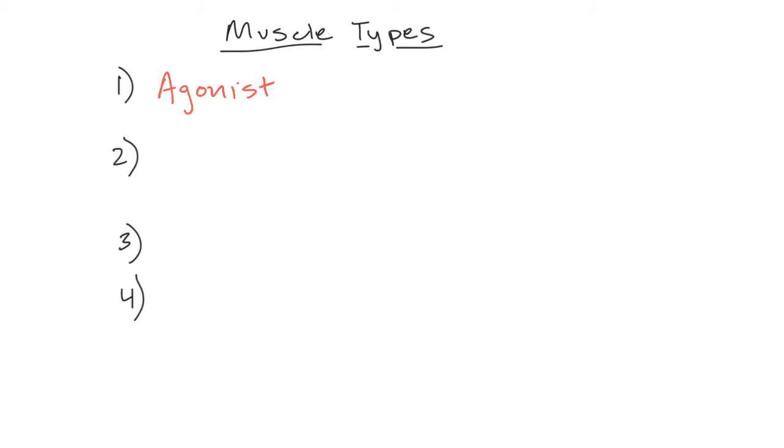All right, so the agonist is the prime mover, right? So this is the big muscle in a set of muscles that's doing most of the work. And so an example of an agonist would be the biceps brachii.